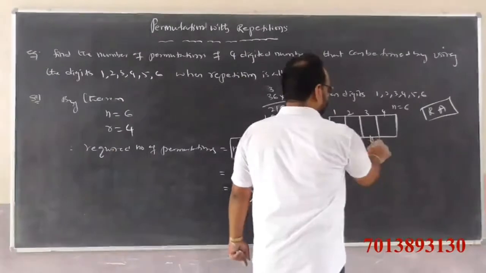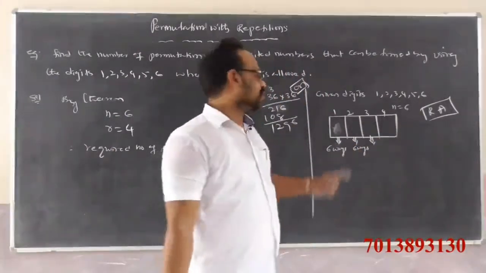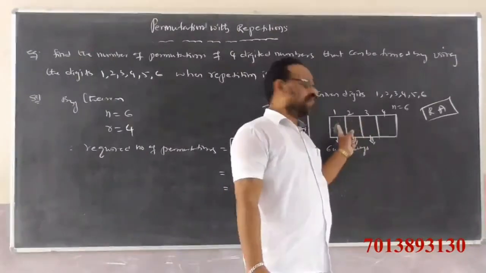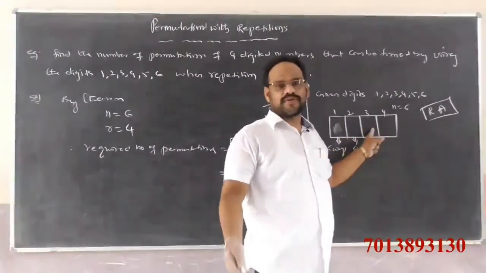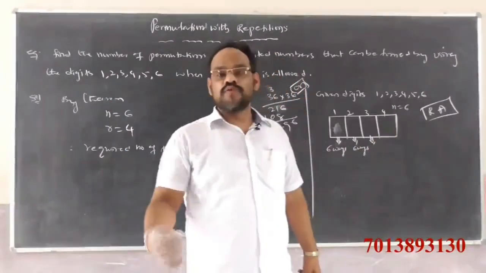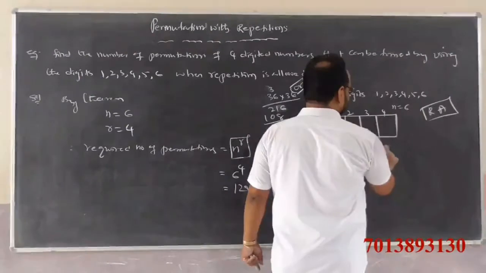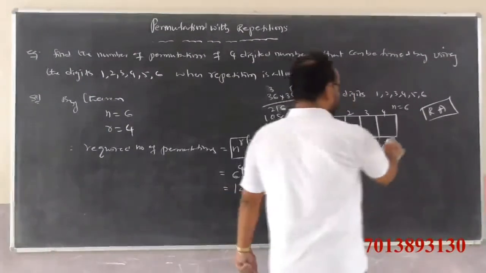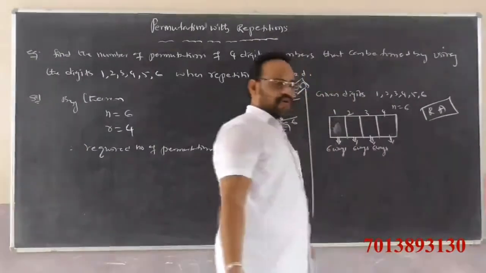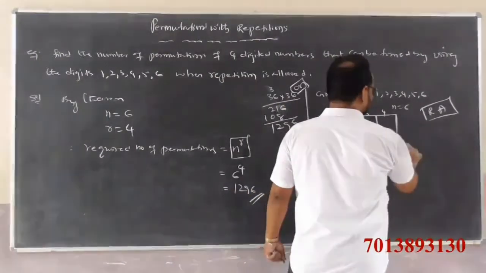How many ways to fill the third blank place? Repetition is allowed, so if you fix 2 here or 4 here, again we can use 3 and 4. So for the third blank place we have 6 ways. How many ways to fill the fourth blank place? That is also 6 ways.